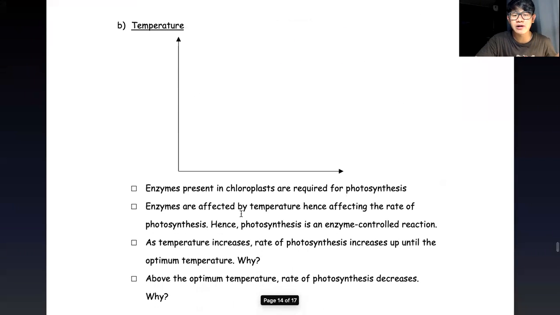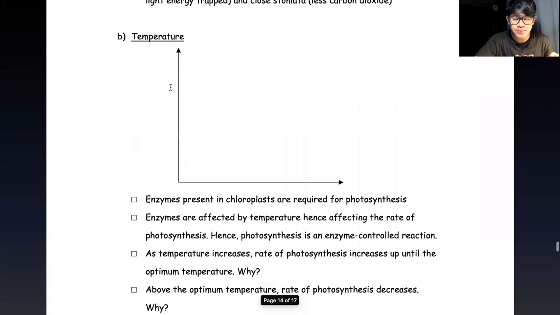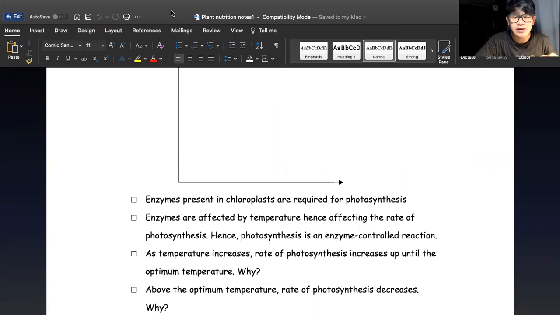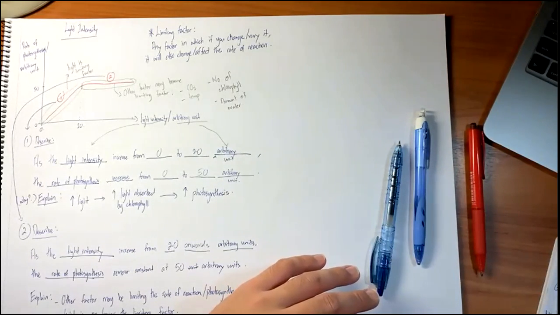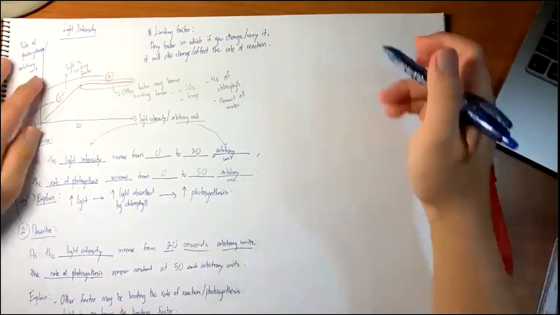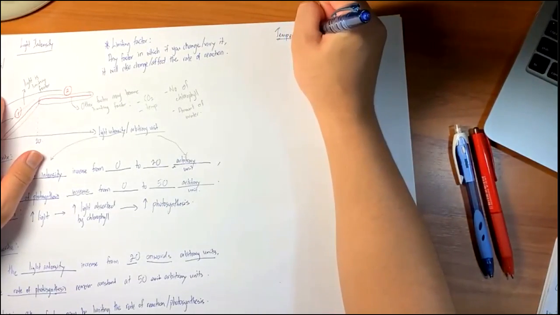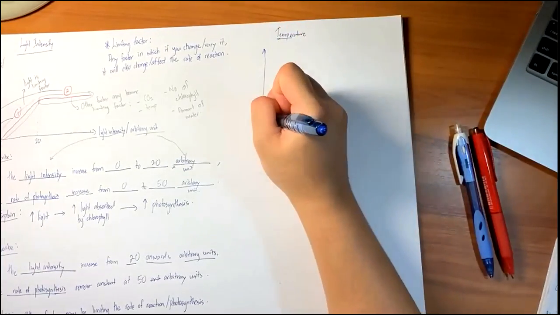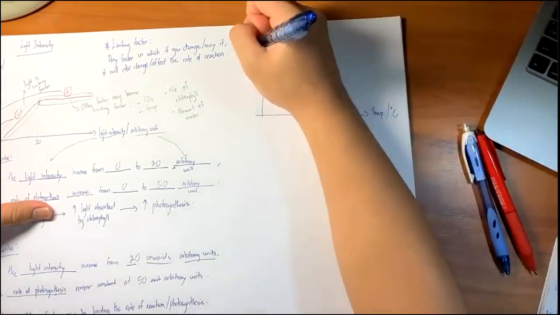And then you also have the graph for temperature as well as the graph for carbon dioxide. For the temperature graph, as you can see, they mention enzymes. So the graph will actually be very similar to the graph for enzyme activity. If you recall the graph for enzyme activity, it should look something like this. And this time, it's the effect of temperature on the rate of photosynthesis. So this is temperature in degrees Celsius, and this is the rate of photosynthesis.